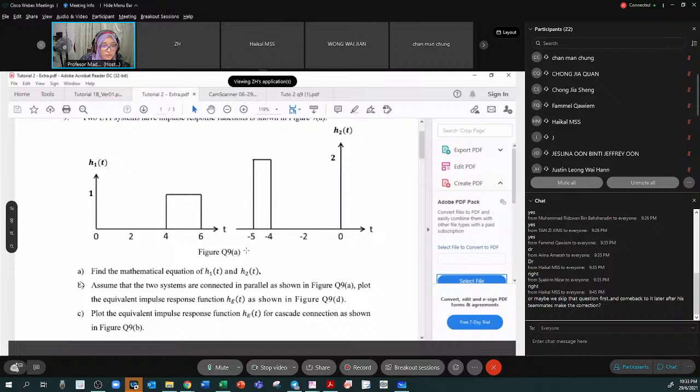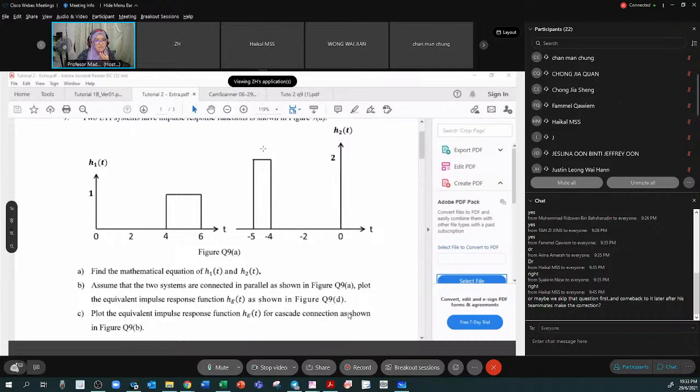The first question, A, is to find the mathematical equation. That one is very simple. You just use the step input, divide it, and subtract that. B, if you read carefully, says assume that the two systems are connected in parallel, as shown in question 9A. Plot the equivalent impulse response HE as shown in the figure.